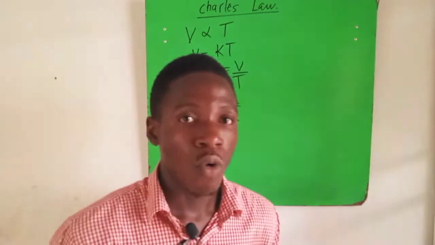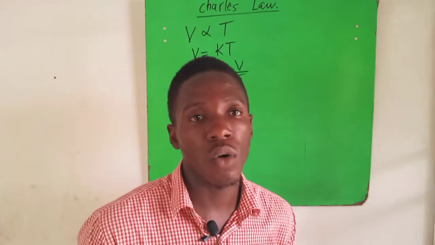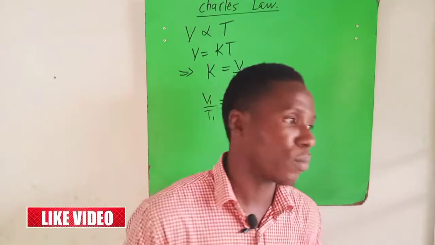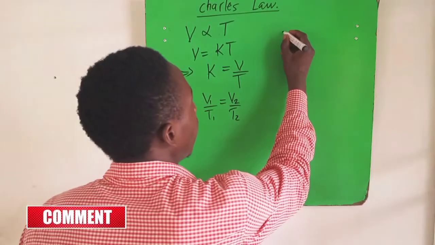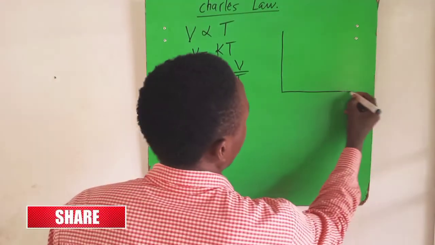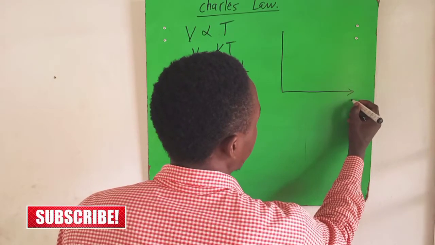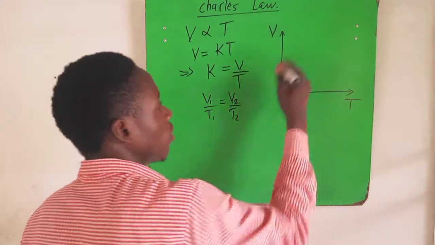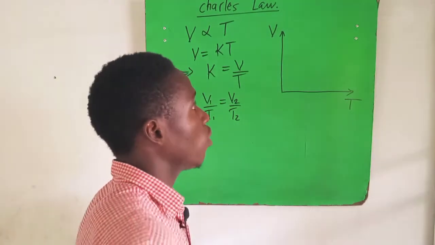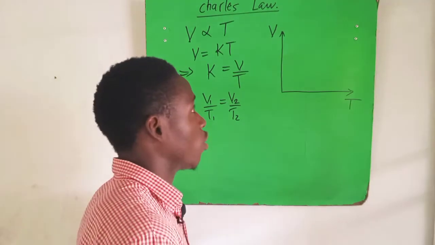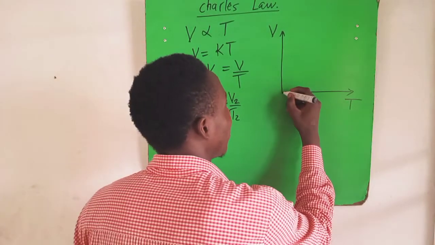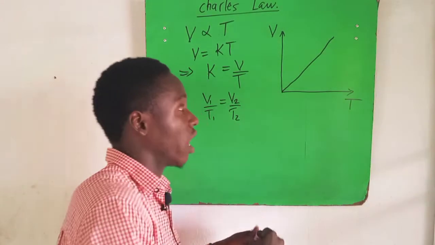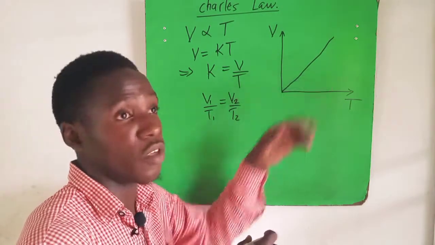Now, what I want to discuss is the graph of Charles' law. Let's see how we can interpret the relationship between volume and temperature at constant pressure. Let's say we have a two-line graph. Let one represent temperature and the other represent volume. It doesn't matter the placement of the volume and the temperature. Now, this is a direct proportionality, so it should always be a straight line. So whenever you hear the words direct proportionality, the graph should be expected to be a straight line.